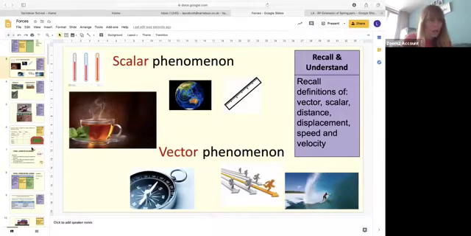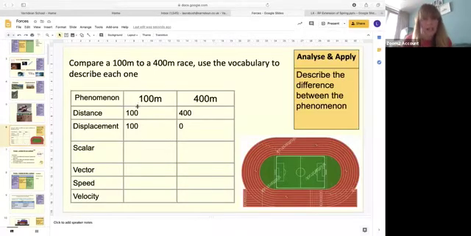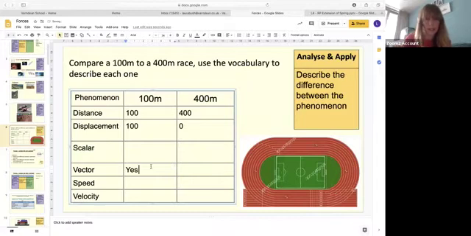So if we look at the 100-meter race, it is scalar, but it's also vector as well. So yes and yes. It's scalar because it's 100 meters, I put it on a scale, and it's vector because it's going in one straight line. My 400 meters is scalar because it's 400 meters, it fits on a scale. But is it vector? No, because I'm going round in a circle.